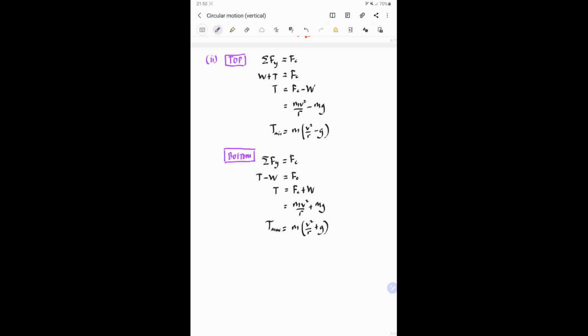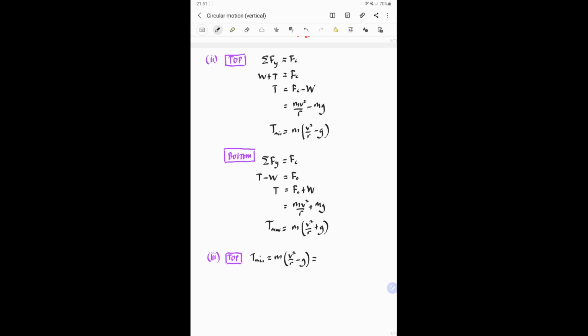Okay, so let's answer question number B3. They ask you to calculate the value of T max and T min. Alright, so again, at the top, and the question is T min. T min equals to m v squared over r minus g.